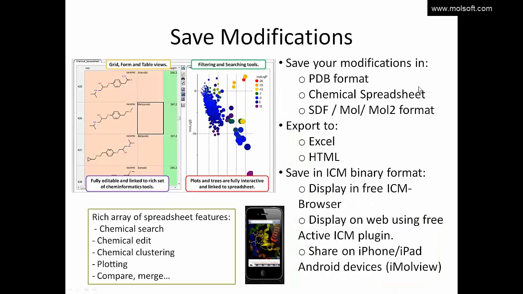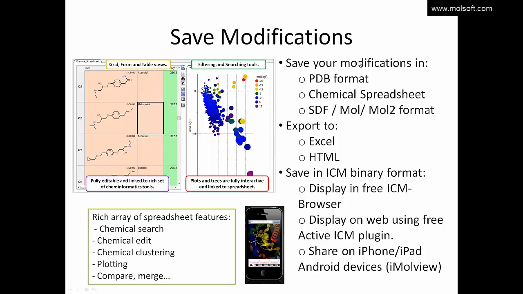Yeah, so you can. And the important thing is saving your modifications. As I mentioned, everything is saved in the memory, so you can undo, redo, but you can immediately add something that you like to a chemical spreadsheet and tag it as a particular series, and I'll show that. And so you can save your modifications in PDB format, chemical spreadsheets, SDF, export to Excel or HTML. And you can also save in ICM binary format, which allows you to display in the free ICM browser or on interactive ICM on the web, or you can share using iMolView on the iPhone or iPad.